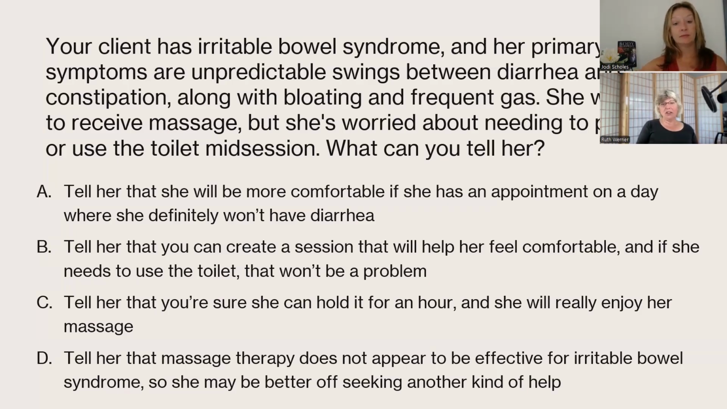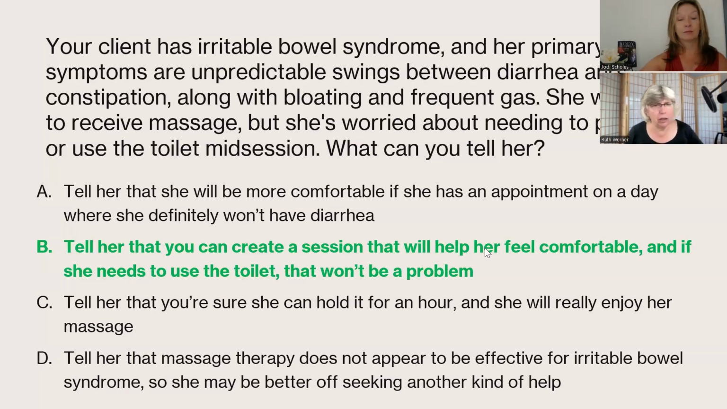D, tell her that massage therapy is not effective for irritable bowel syndrome and she may be better off seeking another kind of help, is not true. In fact, massage turns out to be really great for irritable bowel syndrome if the person can feel safe and relaxed. And yes, it is mean to tell her, oh, just hold on to it for a while, you'll be okay. So B, yes: tell her you can create a session that will help her feel comfortable, and if she needs to use the toilet, that won't be a problem.